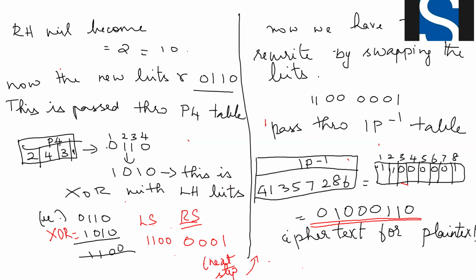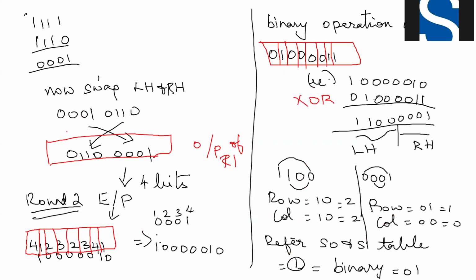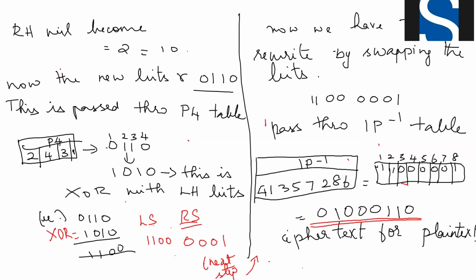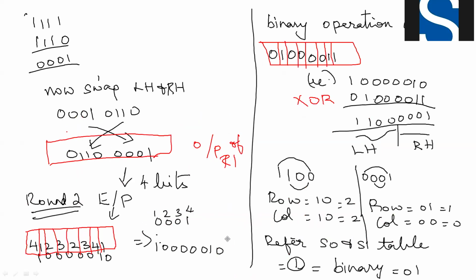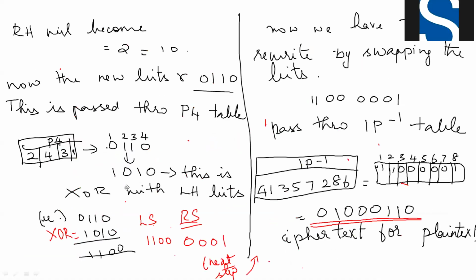Is that clear? Any doubts? Try to follow the diagram and then try to do this, otherwise we will get confusions here. So this left hand side will be 1100. The right hand side is nothing but your 0001, which is your old right hand side. This value only we are taking and passing through the IP table.